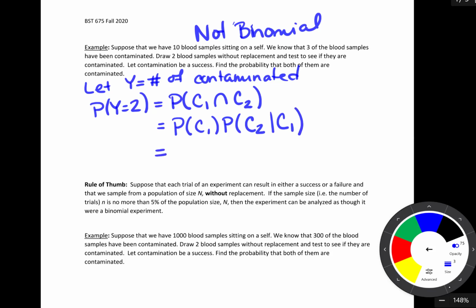So for the first one, if we have 10 vials on the shelf, we know that 3 of them are contaminated. There's a 3 out of 10 chance that we choose a contaminated one. Now after we choose our first one, since we're sampling without replacement, there are 9 left on the shelf, and 2 of those remaining are contaminated. So the probability of choosing a contaminated one on the second, given the first one was contaminated, is 2 out of 9. This gives us a probability of 1 out of 15, which is approximately 0.0667.